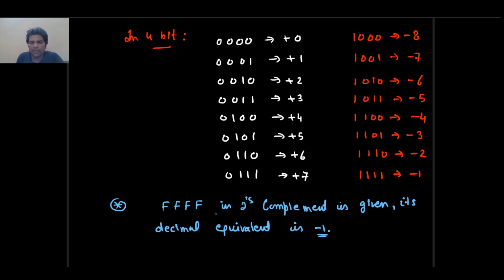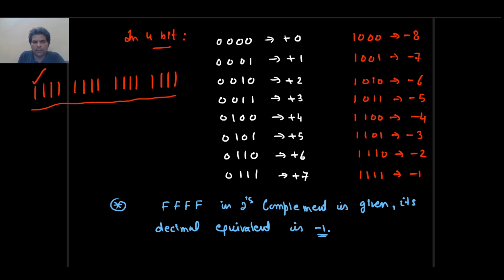Now you see here F is given in 2's complement form. What is the decimal equivalent of this F in 2's complement form? Here this F is 1, 1, 1, 1, 1, 1, 1, 1, and so on, all ones. Because the MSB is 1, it is understood that this whole number is negative. Clear? Correct?